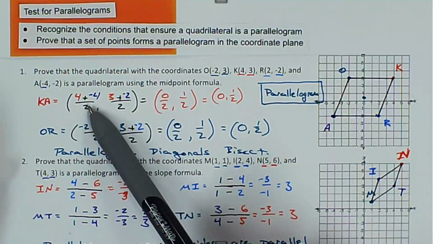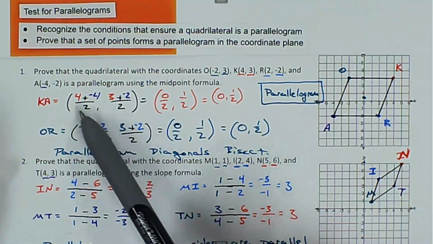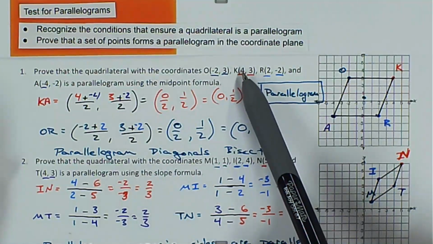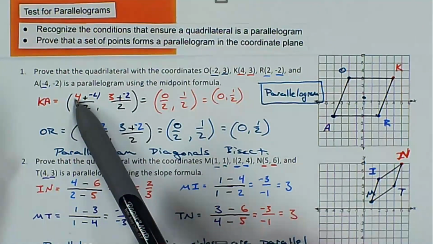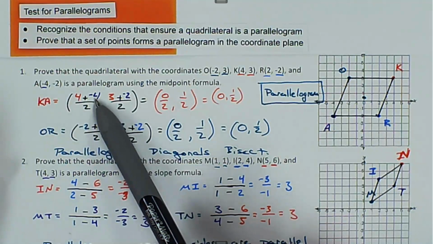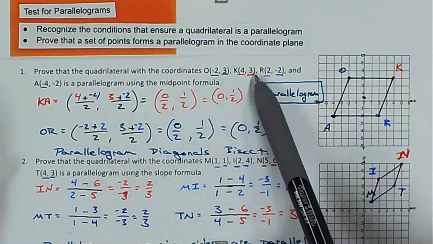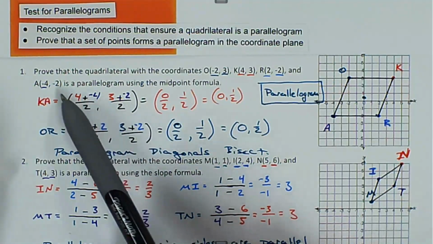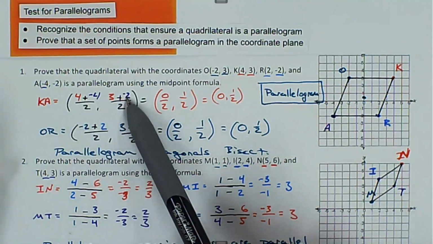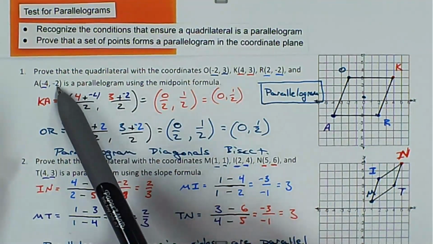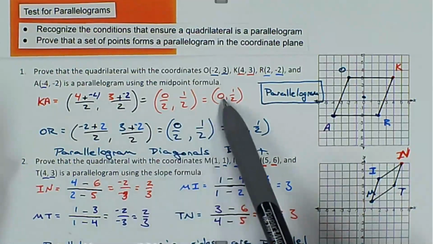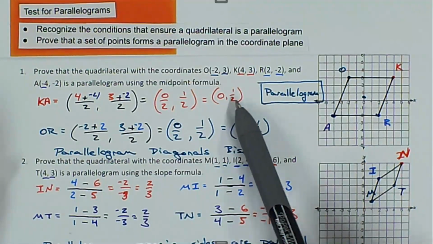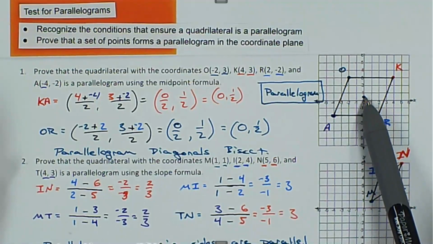Midpoint formula: the things that don't change, plus, divide by 2, plus, divide by 2. Then we want to check the x's. So 4 goes in for K, -4 goes in for A. Check the y's. 3 goes in for K, -2 goes in for A. Do our math, we find the coordinate of (0, 1/2). So (0, 1/2) is right there.